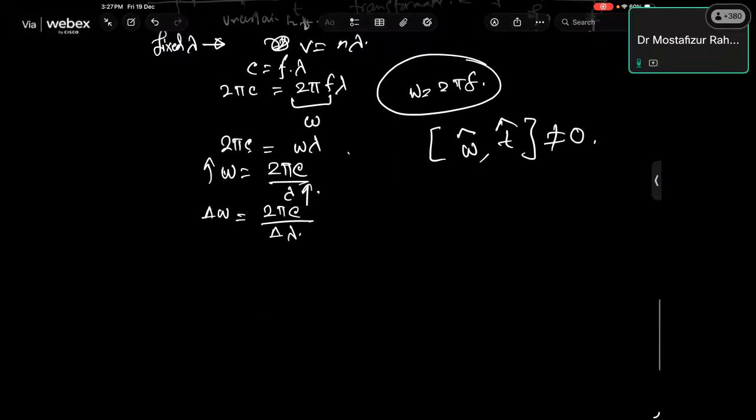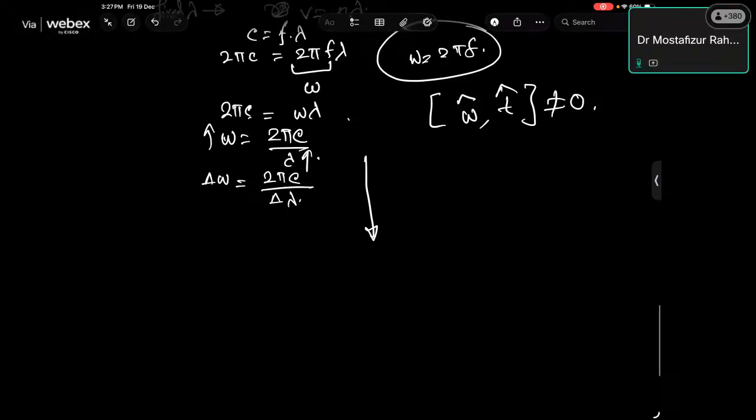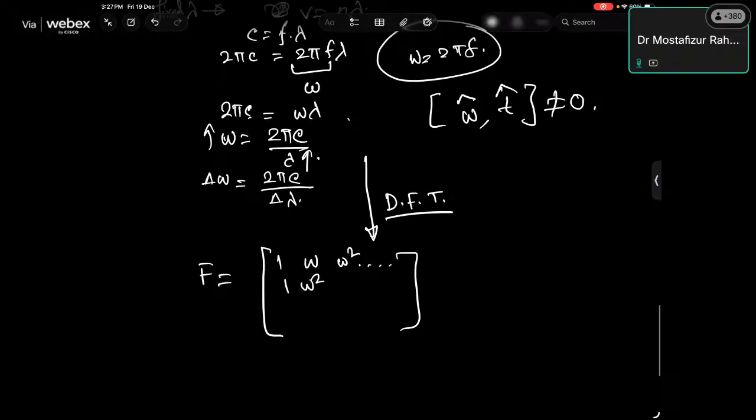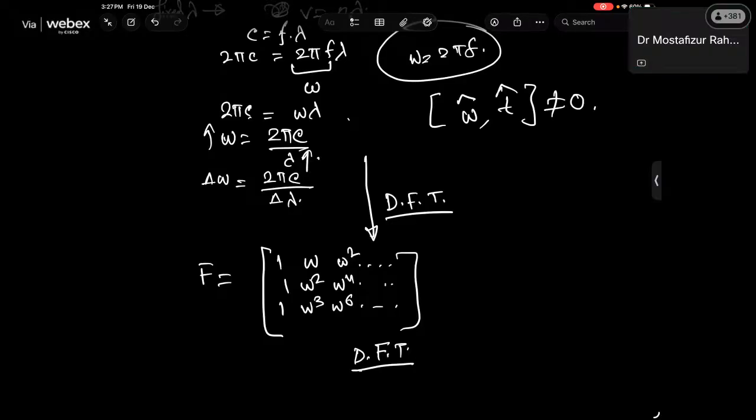Similarly, this is a continuous version. We have a discretized version called DFT, the discrete Fourier transform. And people got a matrix like this: if you have a matrix like 1, omega, omega square, and so on, then 1, omega square, omega to the power 4, and so on, then 1, omega cube, omega to the power 6, and so on. This is basically called the Fourier matrix, or DFT matrix.